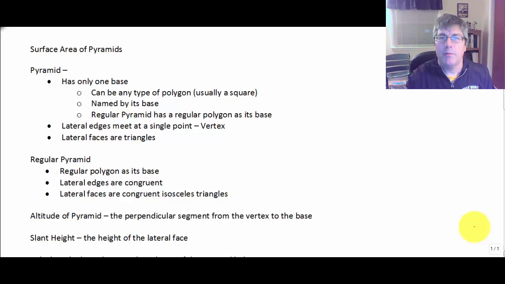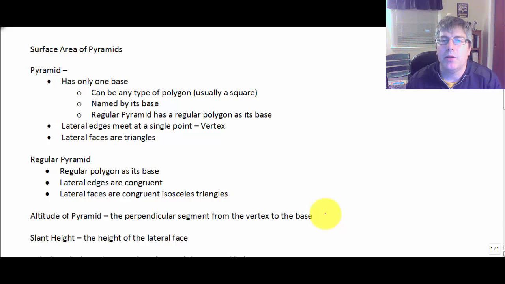Okay? And a pyramid, as you may have noticed, has only one base. And it can be any type of polygon. It's usually a square, the most common kind of pyramid. Pyramids are named by their bases. As you saw here, I named my pyramids based on the kind of base it had.